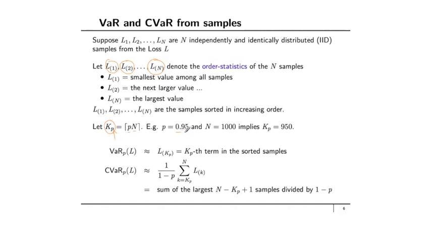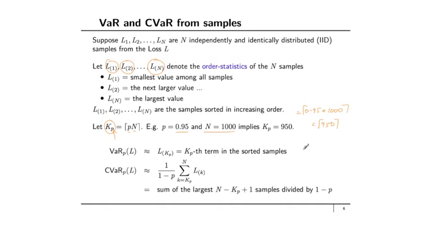So if the probability was 0.95 and the number of samples N was 1000, then Kp would have been the ceiling of 0.95 times 1000, which is 950. Ceiling, but since it's an integer, it doesn't matter. So the index is 950. So you take your losses, put them in increasing order, compute this index Kp, then the value at risk is approximately equal to the Kpth term in the sorted samples.